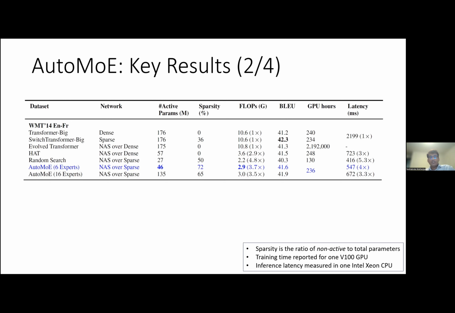We are going to see the flops and the blue score. So the blue score is essentially the downstream task performance on this task. So the GPU hours shows the training time for 1 V100 GPU, which is normalized for 1 V100 GPU. And it is the entire end-to-end cost.